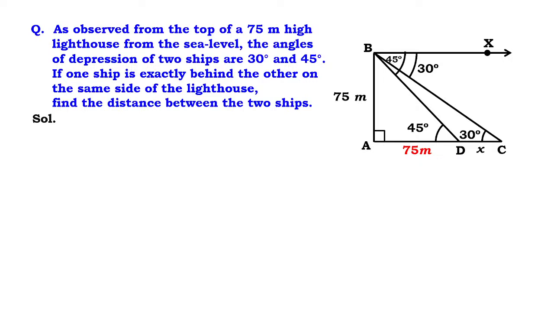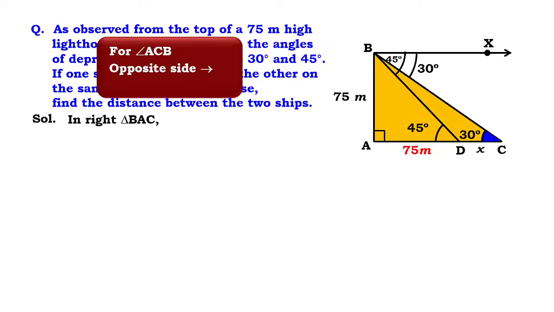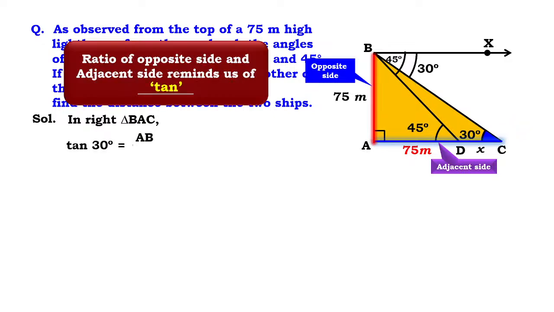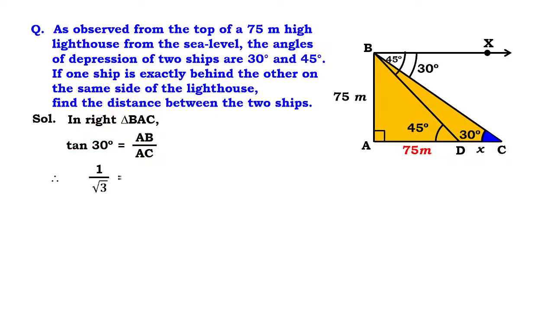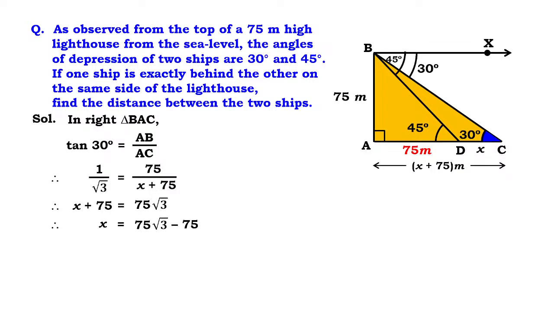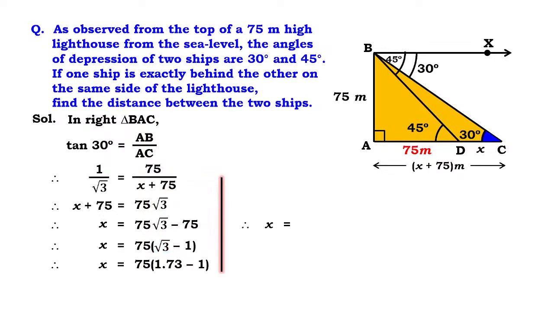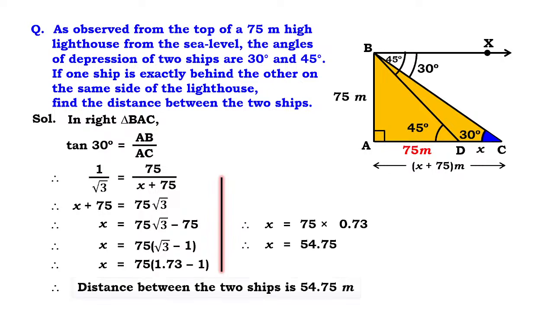मतलब अभी angle अभी कितना है? 30. Again tan, correct? Opposite by adjacent. So tan 30 is equal to AB is how much now? 75. Now this will be 75 plus x, correct? 75 plus x. Now cross multiply. You get 75 root 3 minus 75. Take root 3 common. Final answer you should get it as, yes, it's right. So the first ship is at the distance of 75 and the second ship is at the distance of, you have to add 75 plus 54.75.